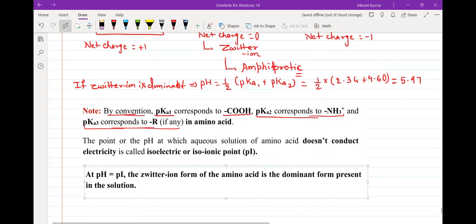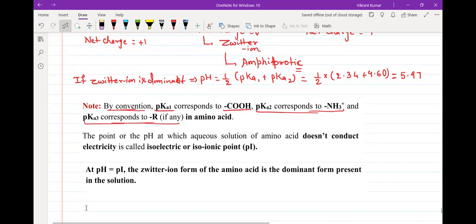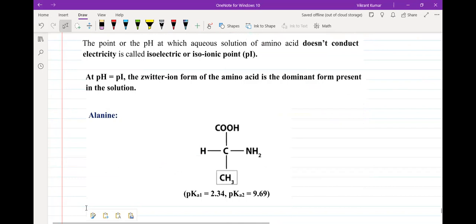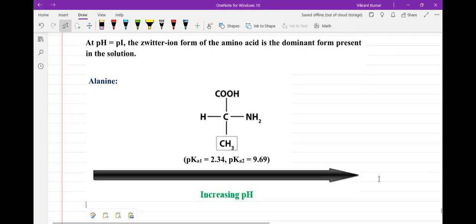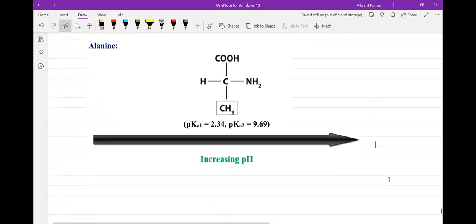If I ask you another example like this, एक दूसरा दे रहा हूं जहां R is not H, it is simply CH3, that is called alanine, and K values दिए हुए हैं. If I say कौन से तीन forms बनने वाले हैं with a change in pH, if I just indicate it, so can you form the three forms of this alanine? सबसे लेफ्ट में क्या बनेगा, then बीच में क्या बनेगा, then राइट में क्या बनेगा?